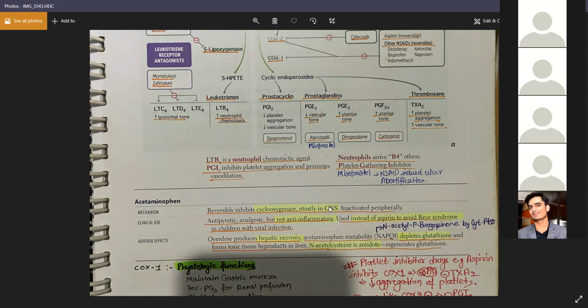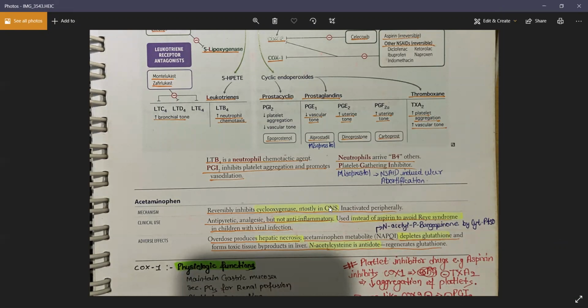Okay, additive it is. Whenever you have two agents with the same mechanism of action performing the same function, it is the additive type. Whenever you have two drugs performing the same function but with different mechanisms of action, then it is known as synergistic, right? So if I use the acetaminophen as well as the aspirin in a patient, it would be an additive type of interaction.